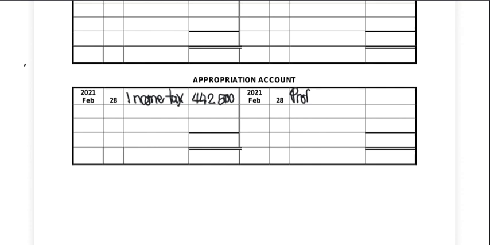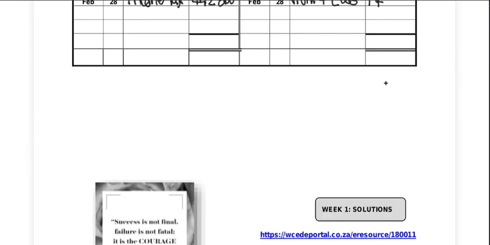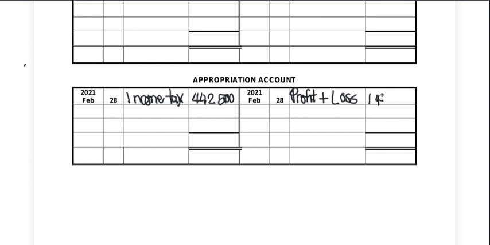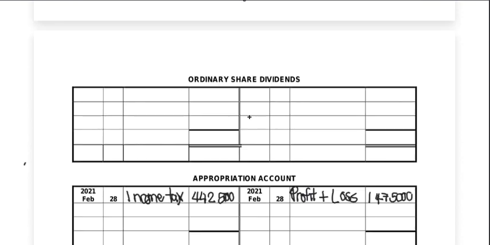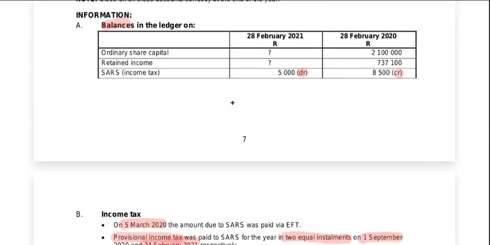Profit and loss, 1,475,000. Okay, that's our profit and loss. And now we have to cover our ordinary share dividends. So what has happened in terms of dividends?